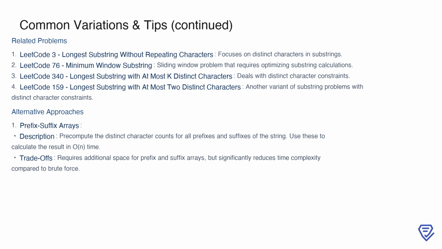Now, one alternative approach for this problem is using prefix-suffix arrays. By pre-computing the distinct character counts for all prefixes and suffixes of the string, you can calculate results in O(n) time. This method significantly reduces the computational overhead compared to brute force. However, it does require additional space to store the prefix and suffix arrays, so you should be mindful of this trade-off when considering this approach.